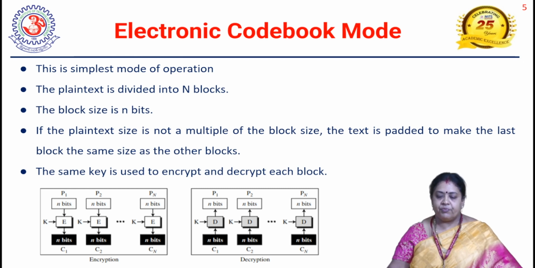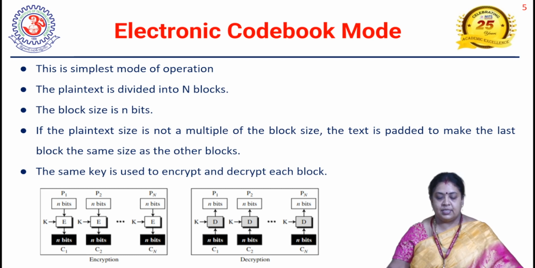So why are we doing padding? In order to make every block the same size, not more and not less. For example, if we want to divide the plain text into four blocks, the fourth block should be of n bits only. If the last block is not of n bits, then we have to make it n bits. That is the main thing we have to consider here. And the same key will be used to encrypt as well as to decrypt each block.